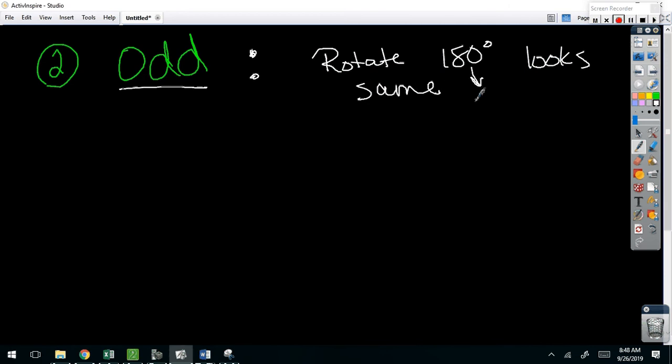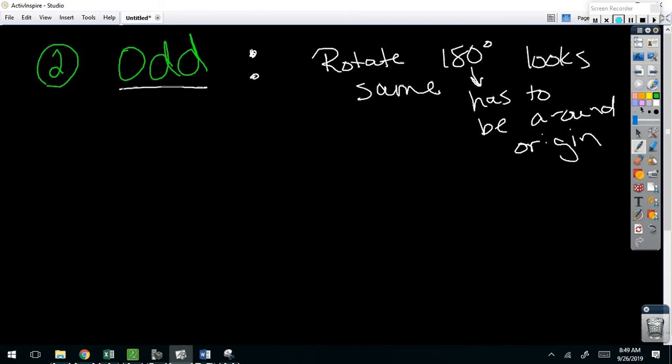The rotation, though, has to be around the origin. What's the origin? 0, 0, right in the middle of the graph. So remember, this is graphically: if you take this graph and twist it around upside down, it still looks exactly the same. It maps back onto itself, okay?